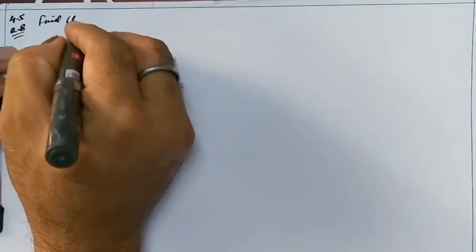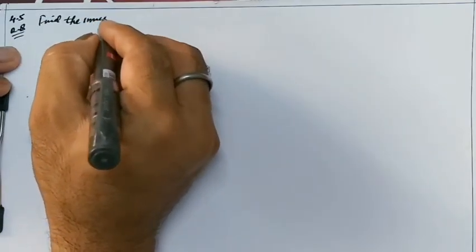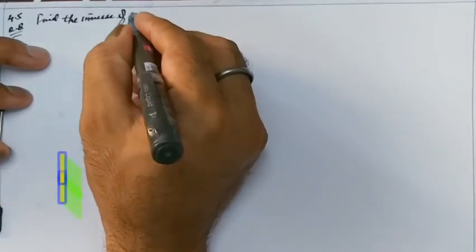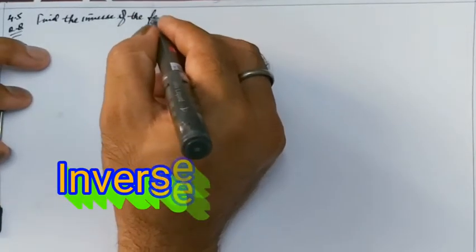Now question number 8, exercise 4.5. Question number 8: find the inverse of each of the following matrices. Find the inverse of the following matrix.